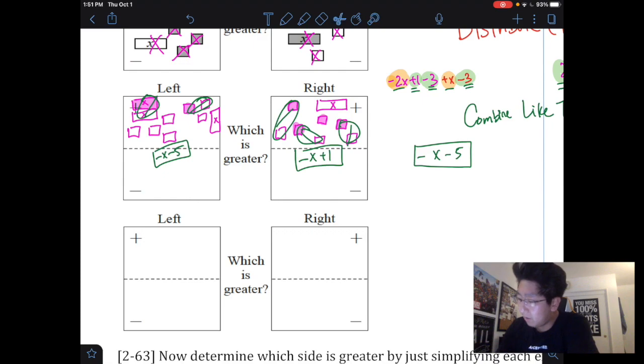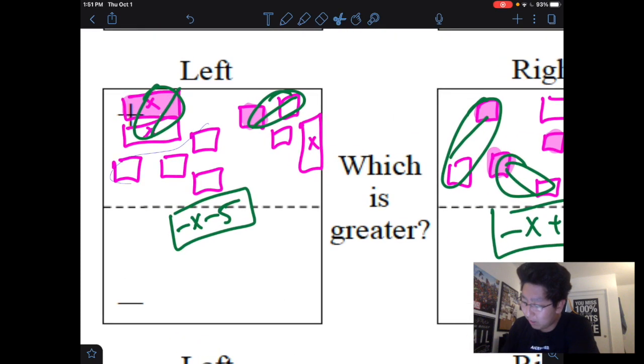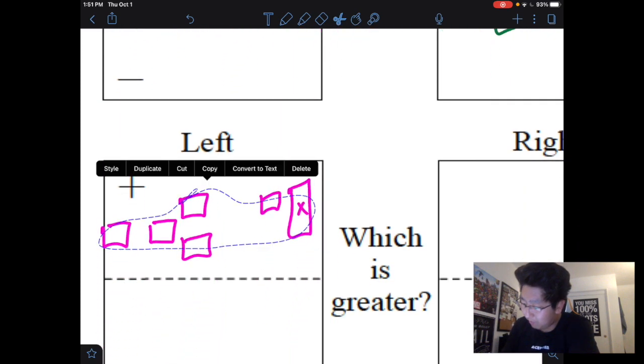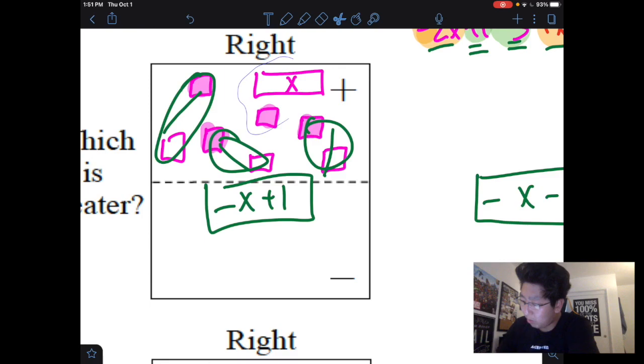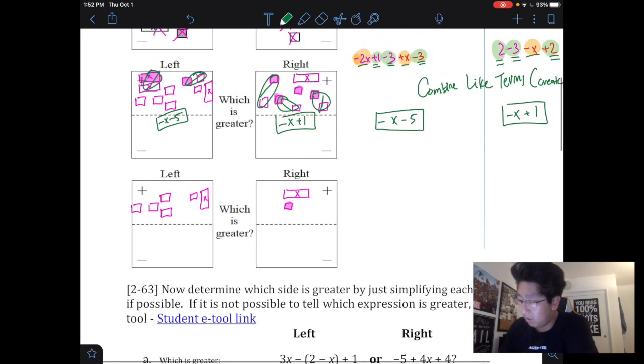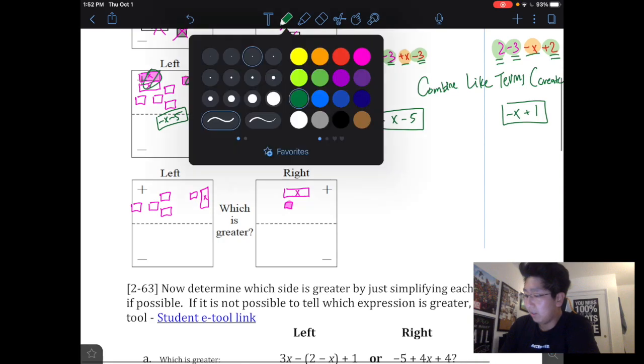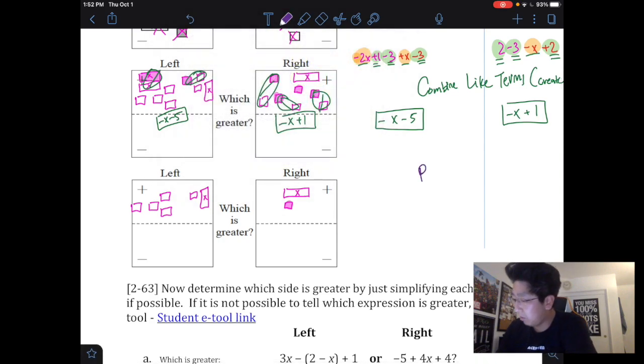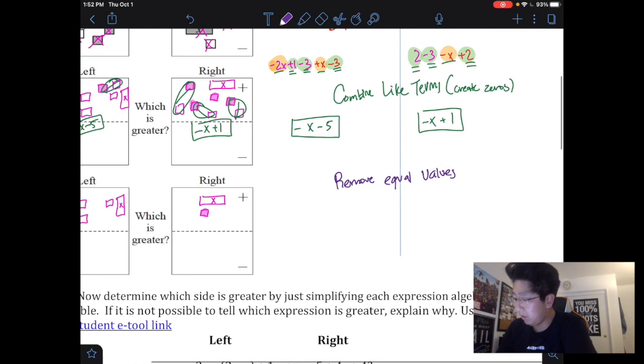Okay, now that I have this, I'm going to go ahead and duplicate that, move it down. And notice I'm only duplicating the things that are remaining after we created the zeros. Okay, so we have negative x minus 5 and negative x plus 1. The last thing we would do here is remove equal values from both sides.